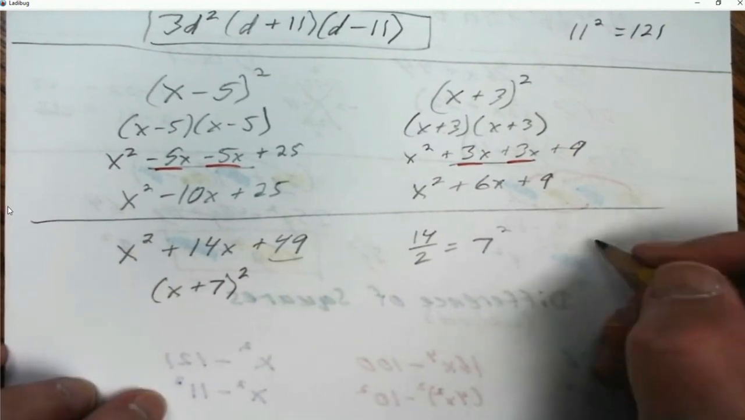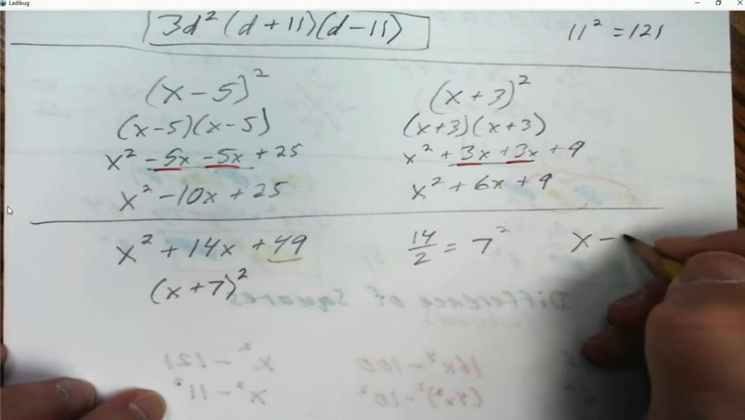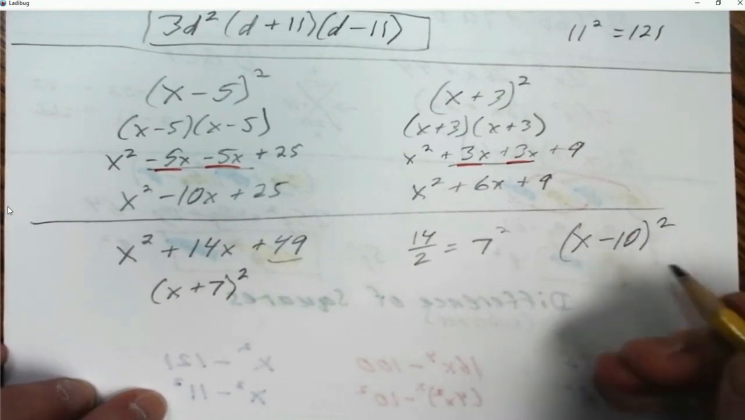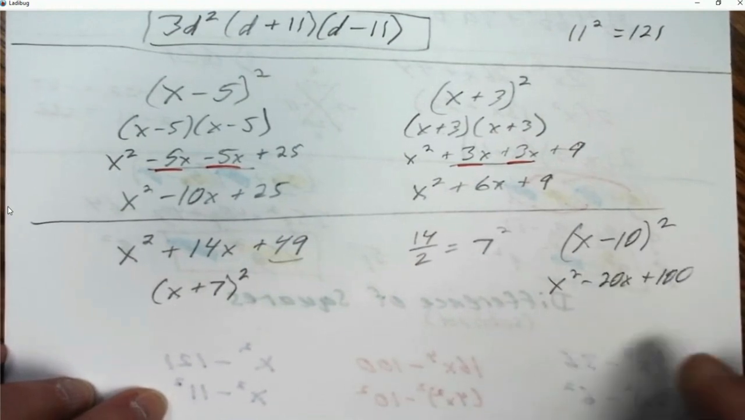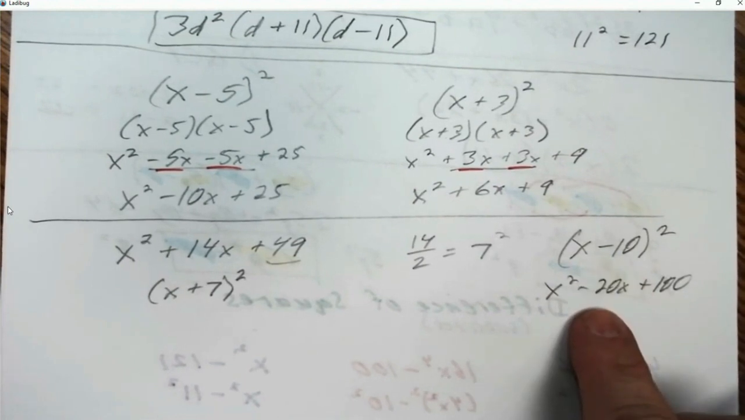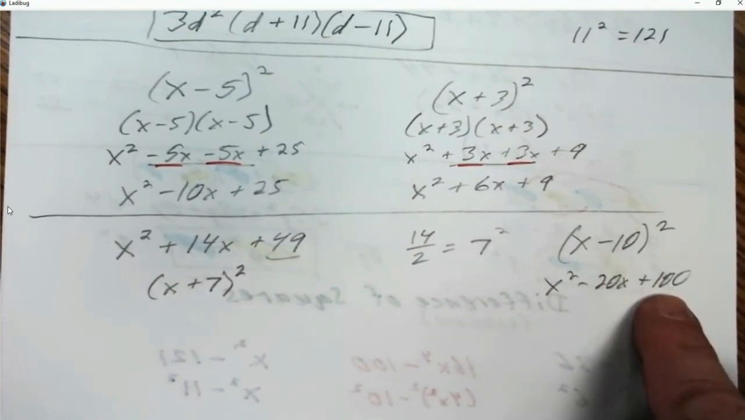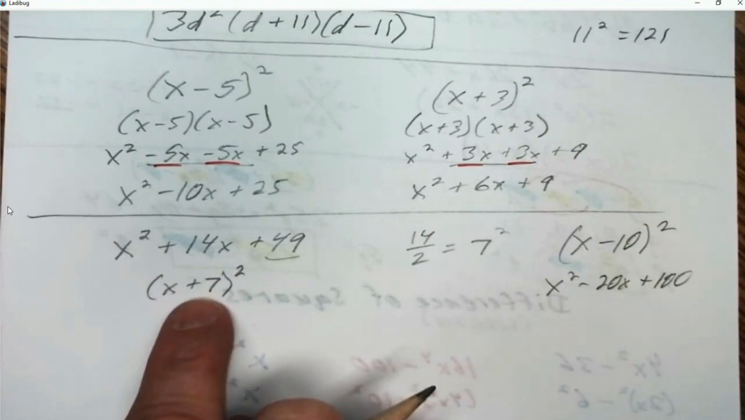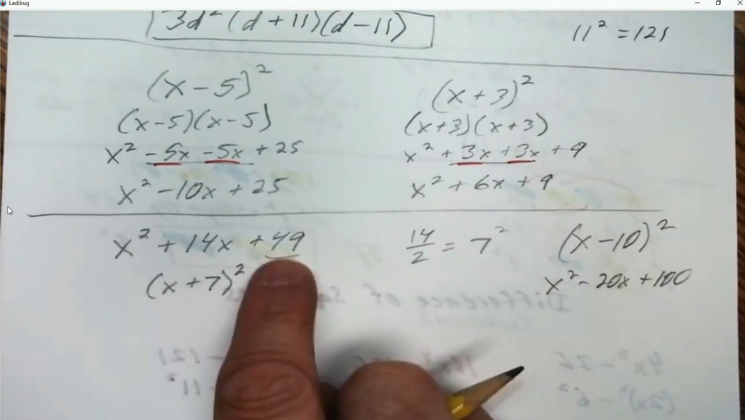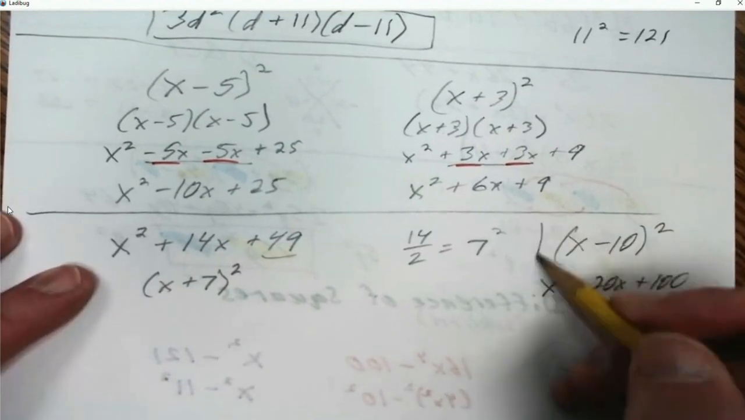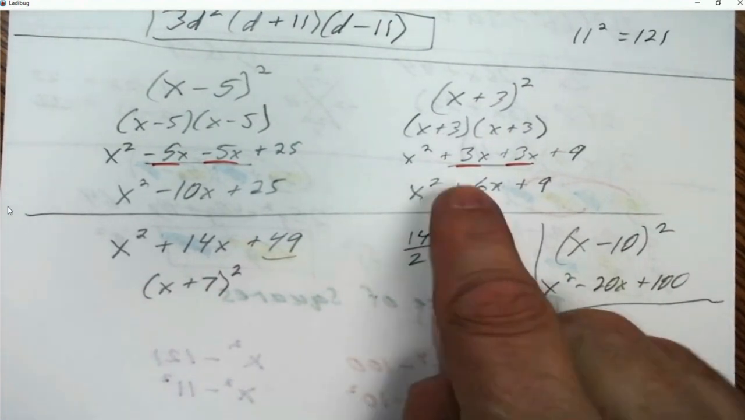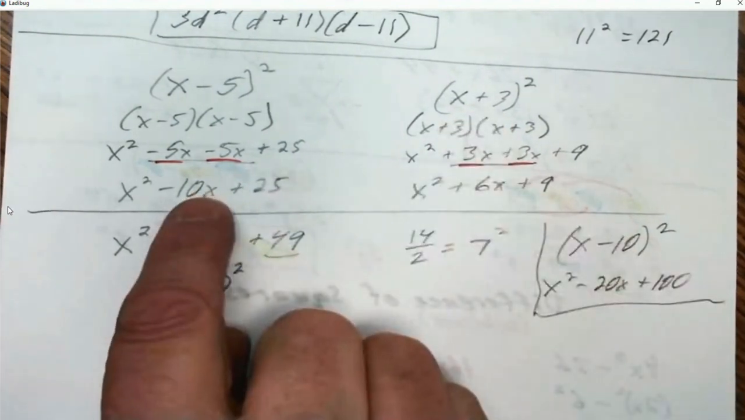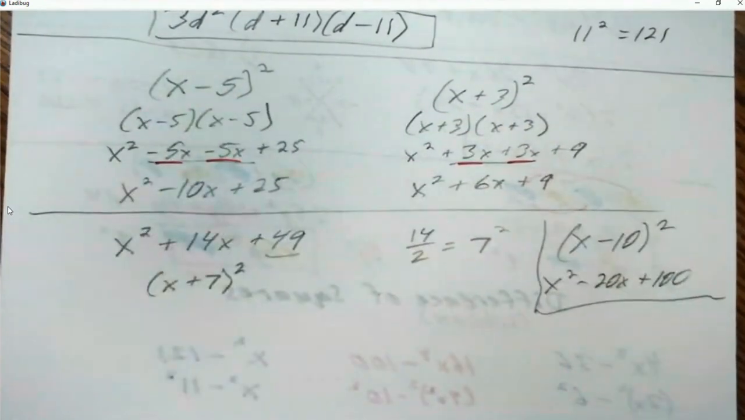So we could go either direction. If we had x minus 10 squared, we know that's going to be x squared minus 20x plus 100, because we just double that for the middle term, and we square it for the last term. We doubled the 7 and made the 14x, so there's another shortcut we've learned on perfect square trinomials. This is a perfect square trinomial because it's the square of this binomial.